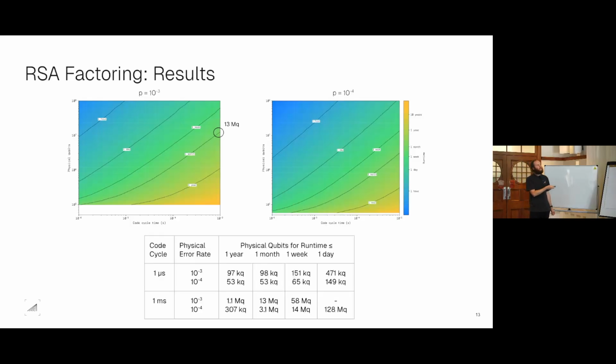If you looked at neutral atoms, where you might expect a physical error rate more like 10 to the minus 3, but a code cycle time more like a millisecond, then again we're looking at more qubits still, so we might be looking at 13 million qubits there.